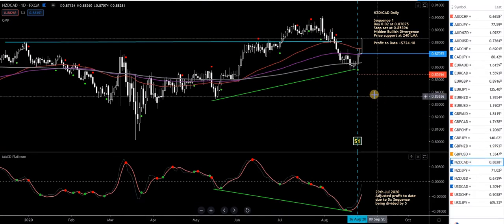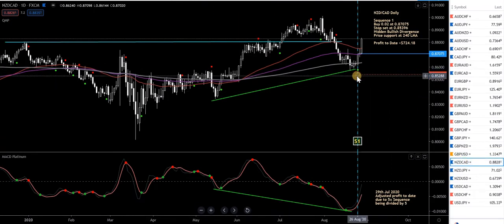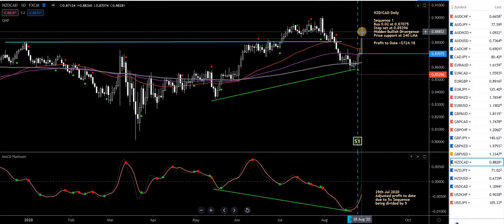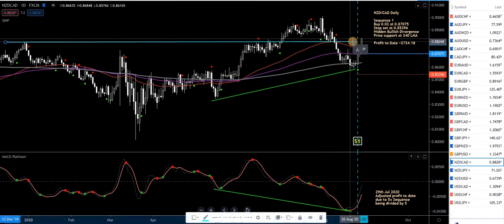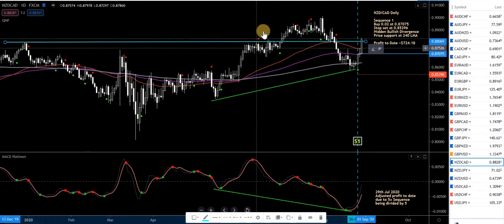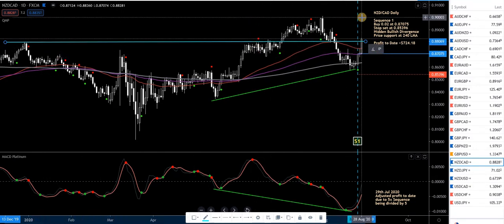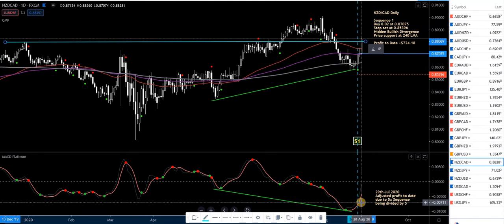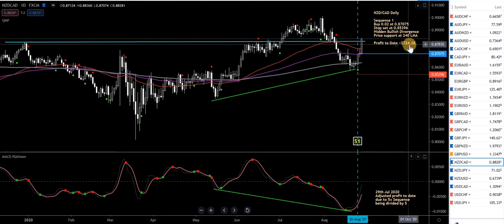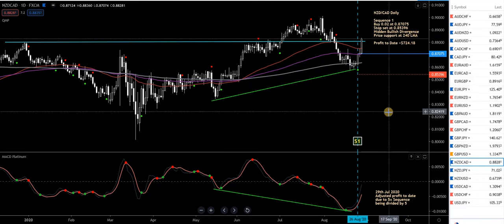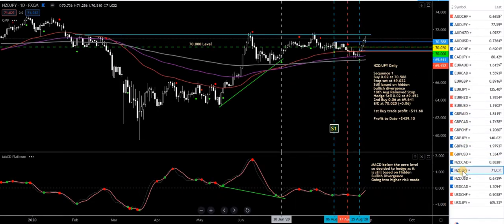New Zealand CAD, I took a buy a couple of days ago, and Friday was kind to me, shot up nicely, and I should probably drag this level across a bit, and looks like we're going to break it. That was just a level I had on the charts that was significant. Looks like it's going to break it. MACD Platinum still below the zero level, which is good. It's a pair I don't mind trading. As you can see, decent profit on it. Frustrating sometimes, but not bad most times.